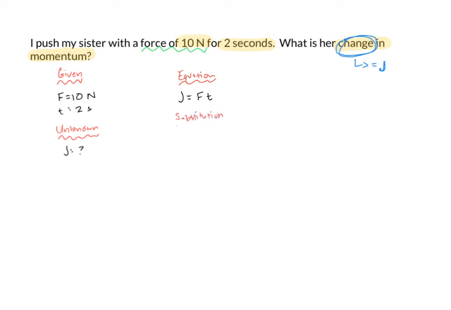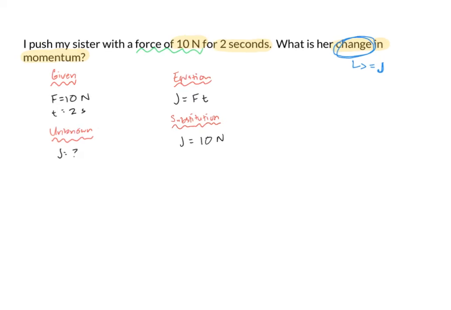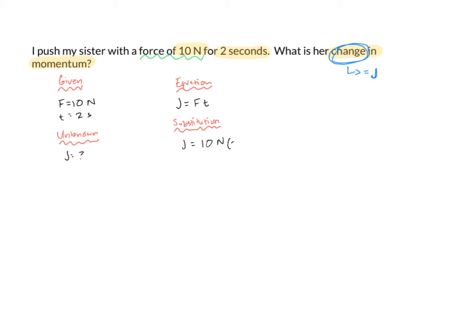Substitution. And I can go ahead and substitute in my givens. And so I know that J is equal to force, which is 10 newtons, times time, which is 2 seconds. And I can go ahead and solve for my impulse. So I'm going to go to my solve stage, and you can again plug this in a calculator or solve it in your head. Either way, you will get that your impulse is 20 newton seconds.